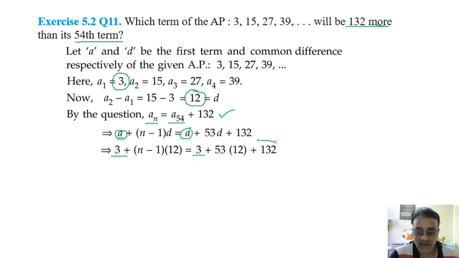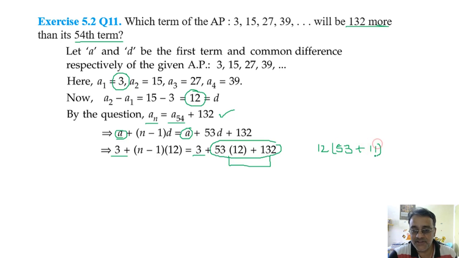Now add these two: 53 into 12. Multiply these two and add 132. If suppose you are not able to multiply, or you don't want to multiply, what you can do, I will explain. What is the common between these two? 12. Yes, sir. So if we take 12 common, we get 53 plus 11. Okay, so keep this in your mind.